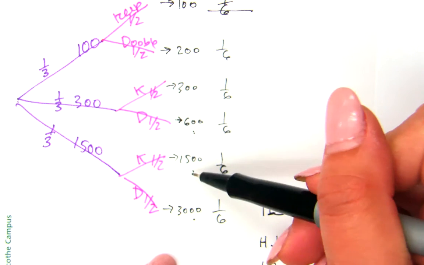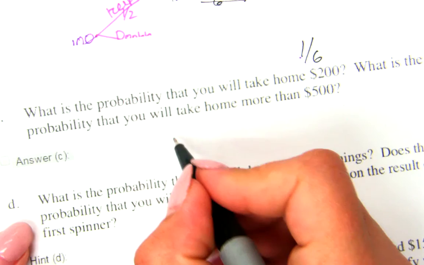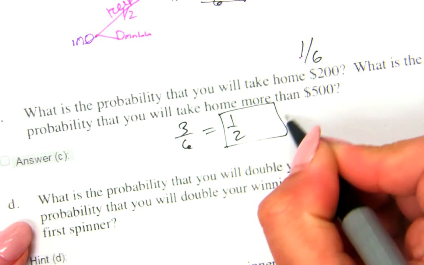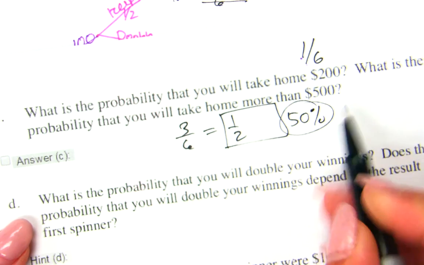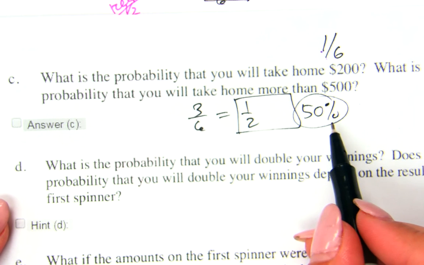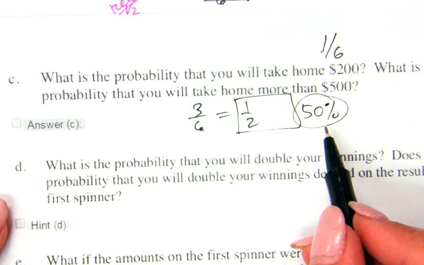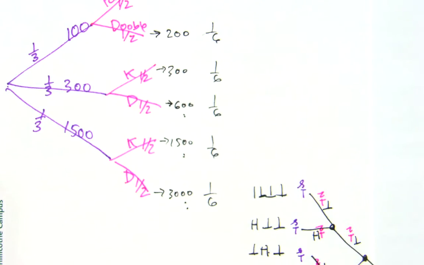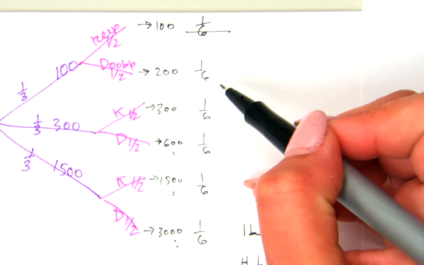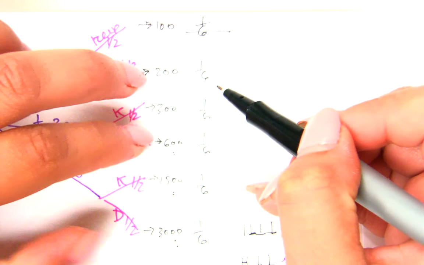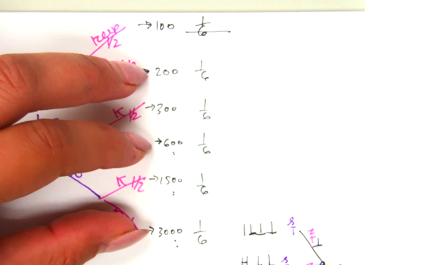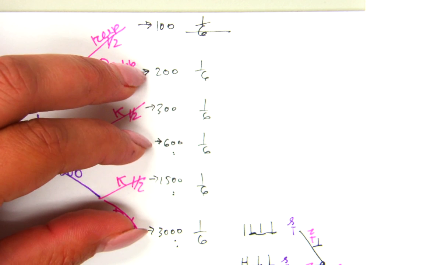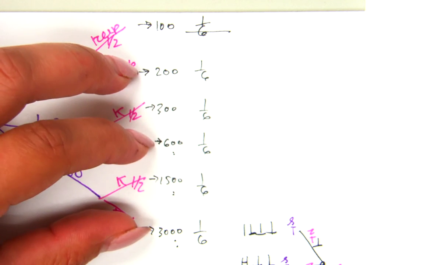So we have 1/6, 1/6, and 1/6. So altogether, you would have a 3 out of 6 chance, or basically 1/2. Or 50% of the time in this game, you're going to take home more than $500, which is actually a pretty good game. What is the probability that you will double your winnings? Okay, so then we go back and we count up the ones where we doubled. We had 200, we had 600, we had 3,000. Those were the 3 that doubled up. So that would be 1/6 plus 1/6 plus 1/6.